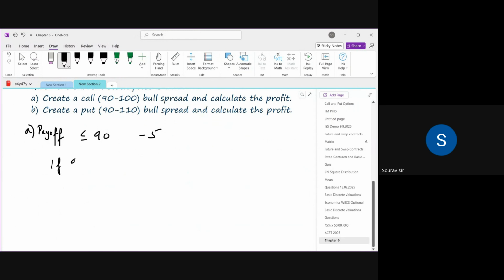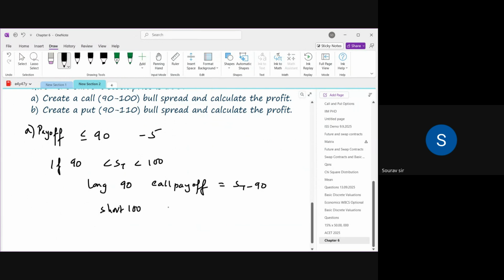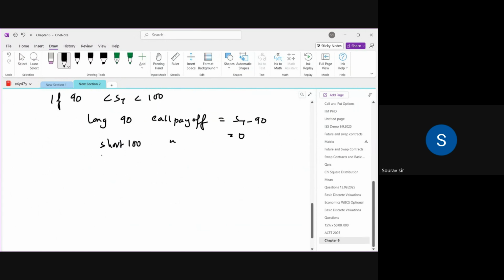The same way I showed you, if ST is between 90 and 100, then the long 90 call payoff is ST minus 90. And what is short 100 call payoff? That is 0. So then the net payoff will be ST minus 90 minus 5.